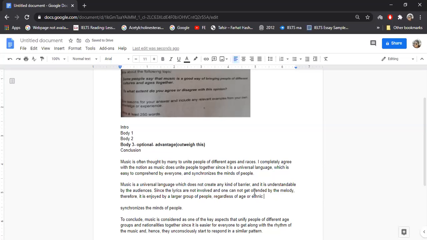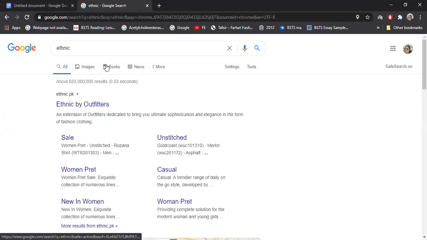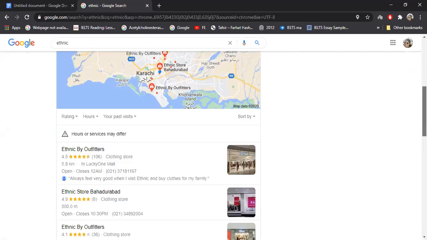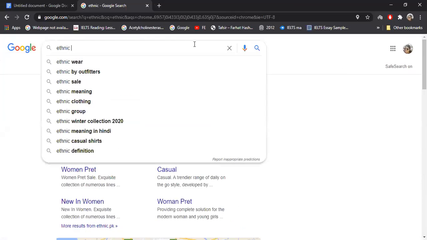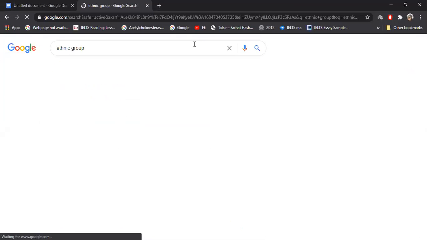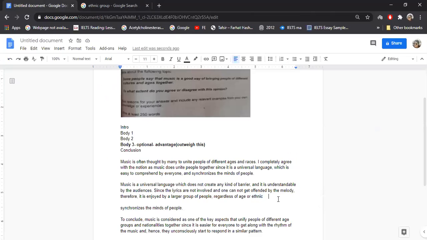Ethnic what? Regardless of age or ethnic? Religion, creed, you can include. Okay, ethnic, since I'm not giving my real IELTS, I can do this cheating that I can write ethnic. Ethnic groups, what should I write? Is it right, a community or population made by people who came with a background? Wow. Okay, so I'm right. But don't make this mistake in the real IELTS.